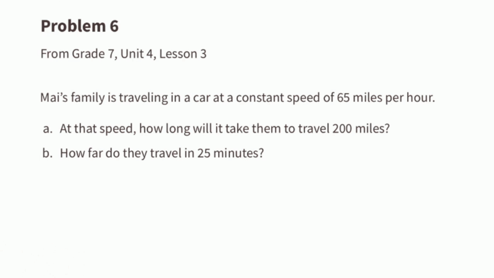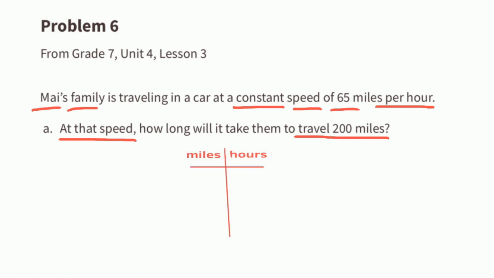Problem number 6, from 7th grade, Unit 4, Lesson 3. Mai's family is traveling in a car at a constant speed of 65 miles per hour. A. At that speed, how long will it take them to travel 200 miles? We can make a table and put miles on one side and hours on the other. The car is traveling 65 miles in 1 hour. 65 divided by 65 equals 1.